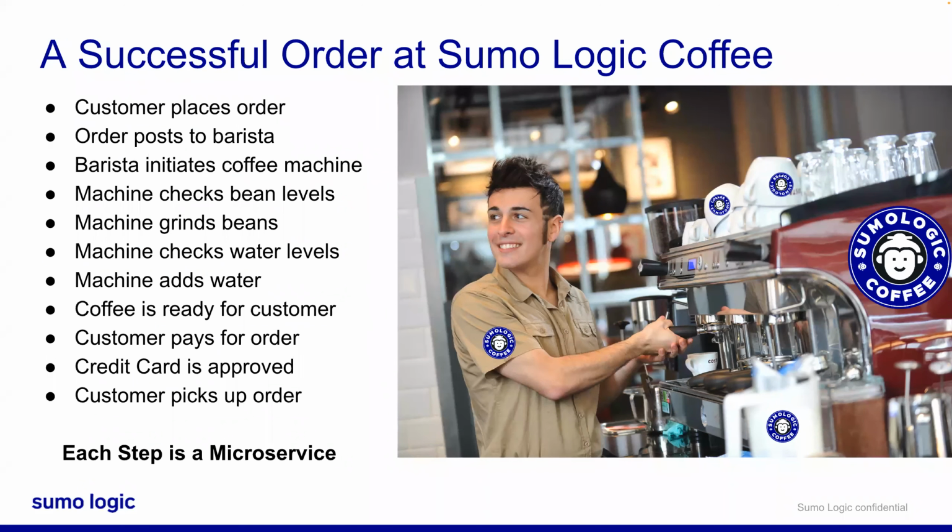Now, Sumo Logic Coffee, we are a for-profit organization. And so payment is going to be needed. The customer is going to need to pay for that order. Credit card is going to need to be approved. We don't use cash anymore. We only use cards. And then the customer is going to pick up their order. And then we have a happy customer. They have their hot coffee. And in that regard, each step is like a microservice. Something happens, next step happens, next step happens, and so on and so forth.